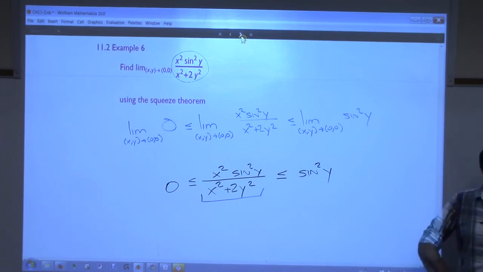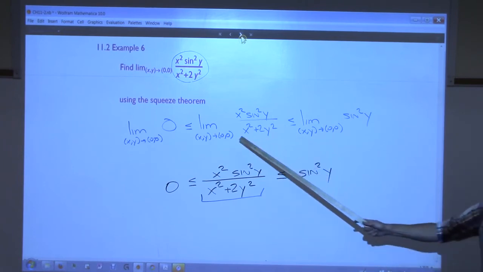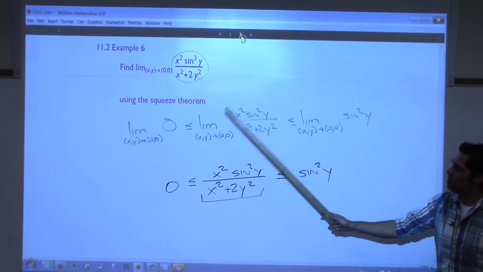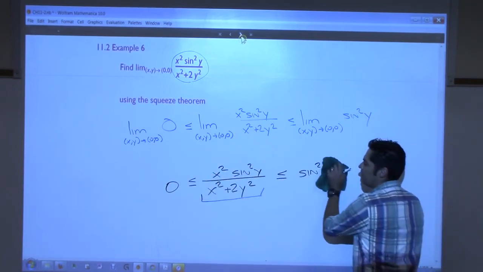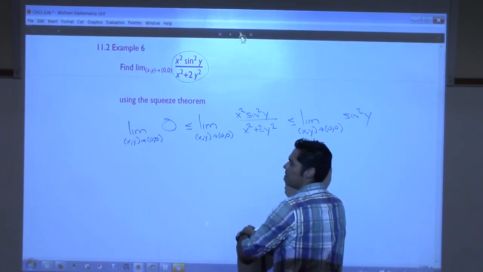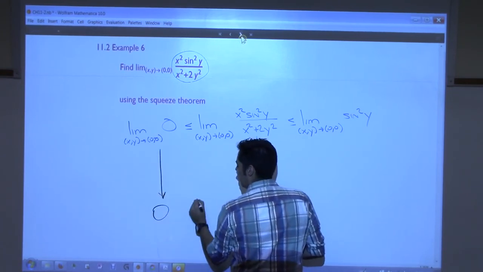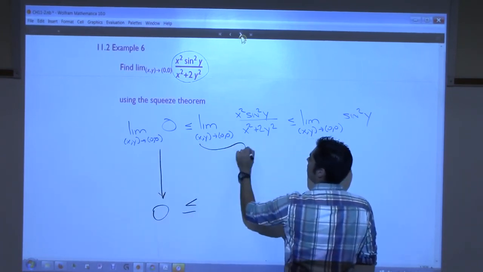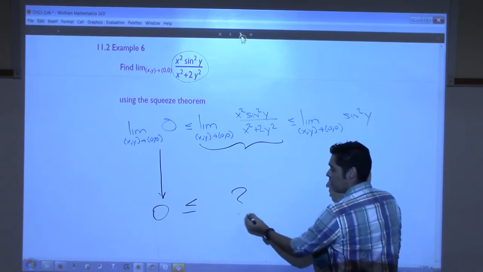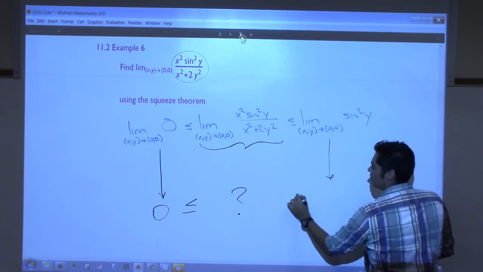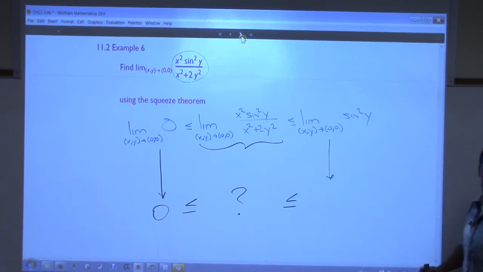Is it going to get squeezed? We don't know what this is, right? This is what the whole problem started as, right? This limit, whatever it is, must be greater than that limit right there. What's this limit right here? The limit of a constant is going to 0. That must be less than or equal to this, which we don't know. We're trying to figure out what that is. But that must be less than or equal to whatever that limit is.